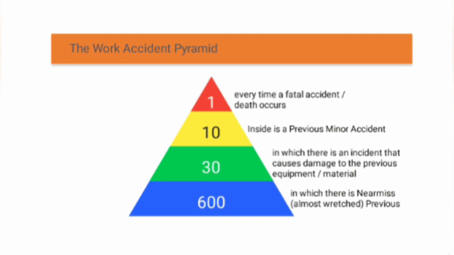The work accident pyramid illustrates that in order to prevent fatal accidents at work, effort must be made to eliminate near-miss incidents at work so that the probability of leading to fatal accident and other incidents before leading to one fatal event can be reduced.